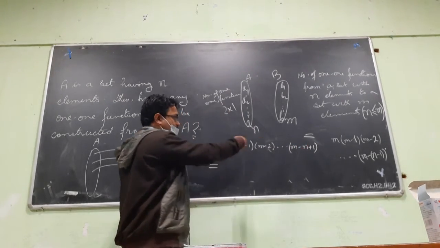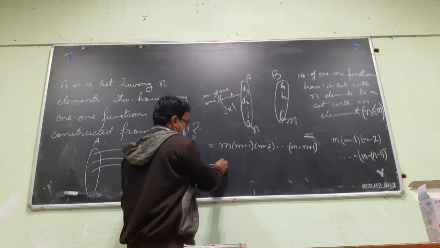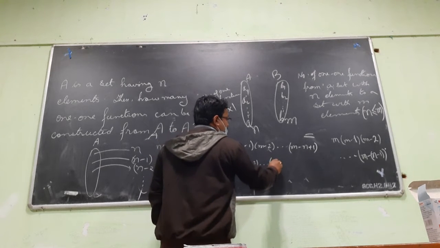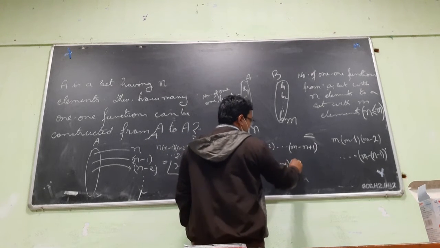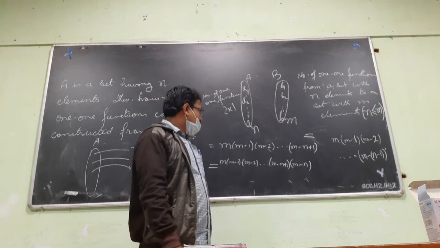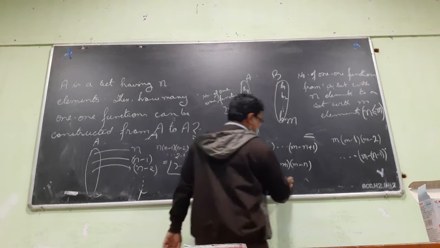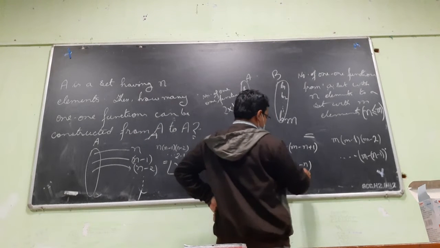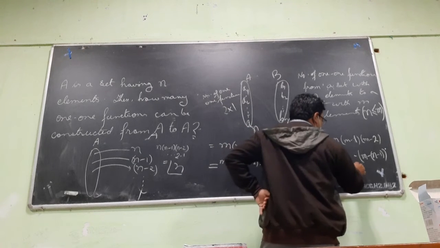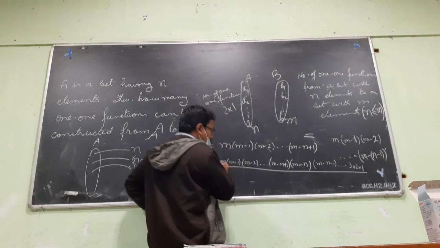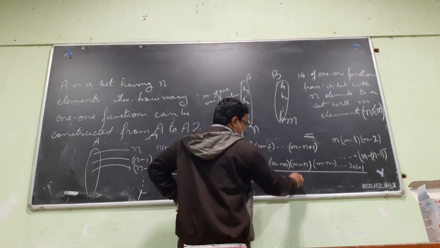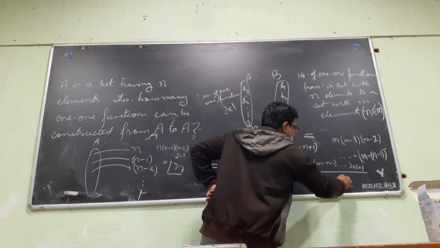In terms of factorial, I can write this. m into m minus 1, m minus 2, up to m minus n plus 1. The next one is m minus n, then m minus n minus 1, like that, going up to 3 into 2 into 1. So we divide this by m minus n into m minus n minus 1 into down to 3 into 2 into 1.